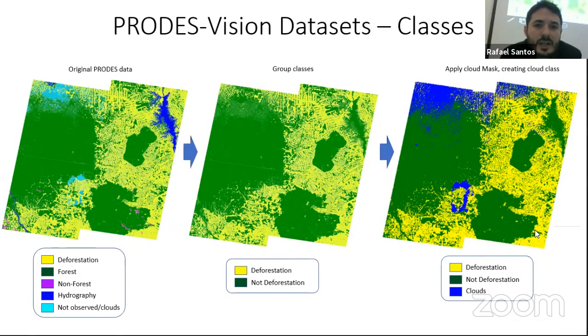Here is an example of how we organized the classes in the data. Basically, PRODES has 5 main classes: deforestation, forest, non-forest, which is composed of different types of vegetation that are not classified as forest in that region, and also hydrography, and areas that are not observed during the entire year. They are considered as forest, but they are kept as not observed in the maps. So we grouped these 4 classes into the class not deforestation, and then using the Landsat quality assessment data, we replaced the areas under clouds with the cloud label to train our network to detect where there are clouds in that image, and then say, okay, we cannot observe that area because it is a cloud.